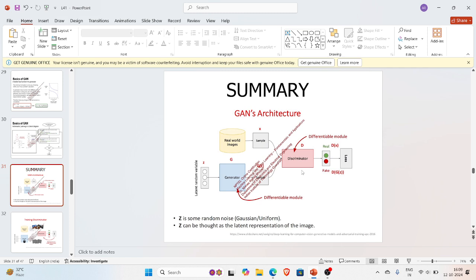The summary here is important. For this course, not so many details are important here. As you can see, for real world images, you take one sample and put it into the discriminator. Or you generate images from a latent random variable, which is the noise. It transforms the noise into a sample and then feeds it into the discriminator. The discriminator decides whether it is a real or a fake one.